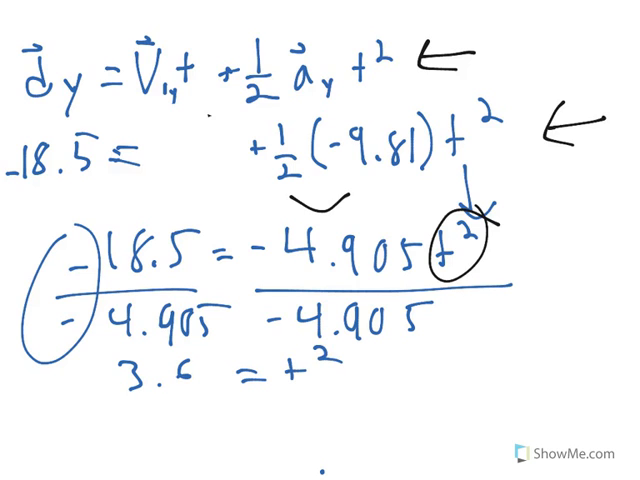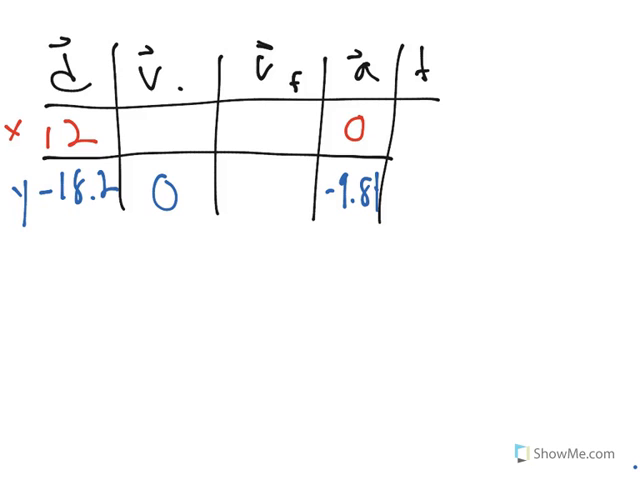Now, how do we get t alone? We want to get rid of the squared. Well, we take the square root of both sides, and you get t is equal to 1.9. And we'll throw seconds in there. Now, what does this mean? It means we can go into our DIVAT table. So here's our DIVAT table.